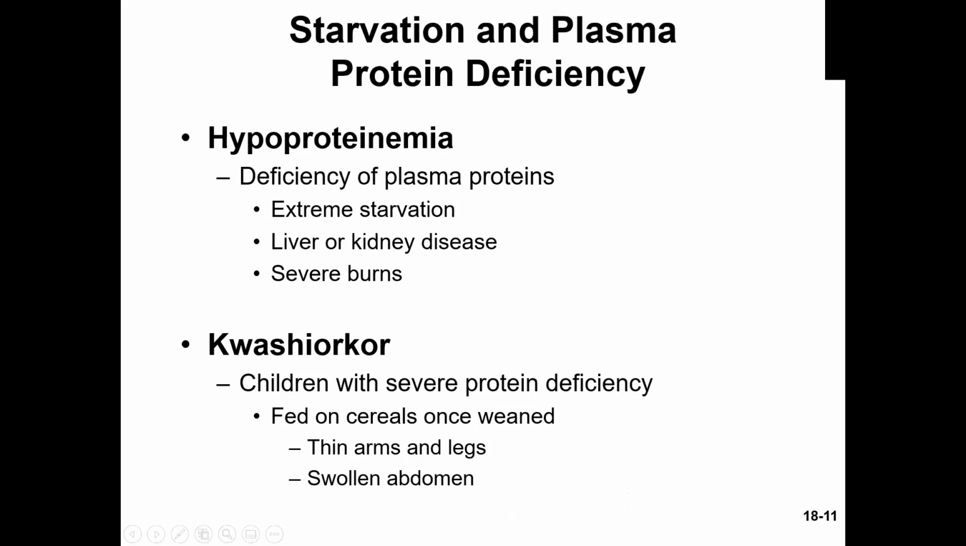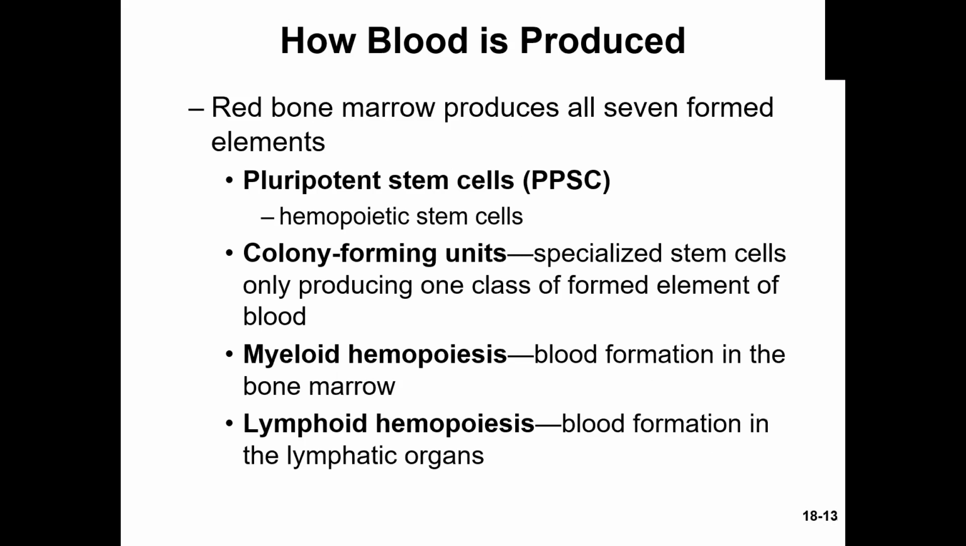Hypoproteinemia is a deficiency of the plasma proteins that we just went through. We can see this in extreme cases of starvation, but primarily we're going to see that in liver and kidney disease, also severe burns. Then there's a condition called kwashiorkor. This is in children with severe protein deficiencies because they were fed on cereals too quickly. So they're going to have thinner arms and legs and a swollen abdomen.